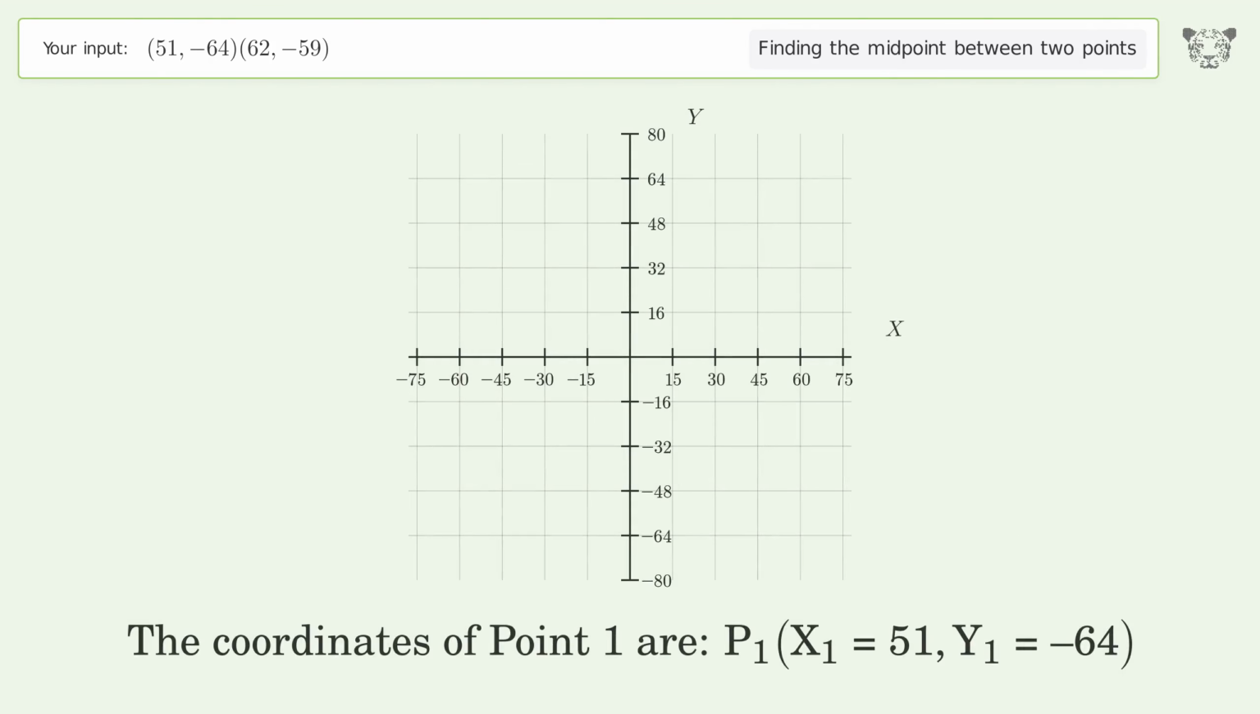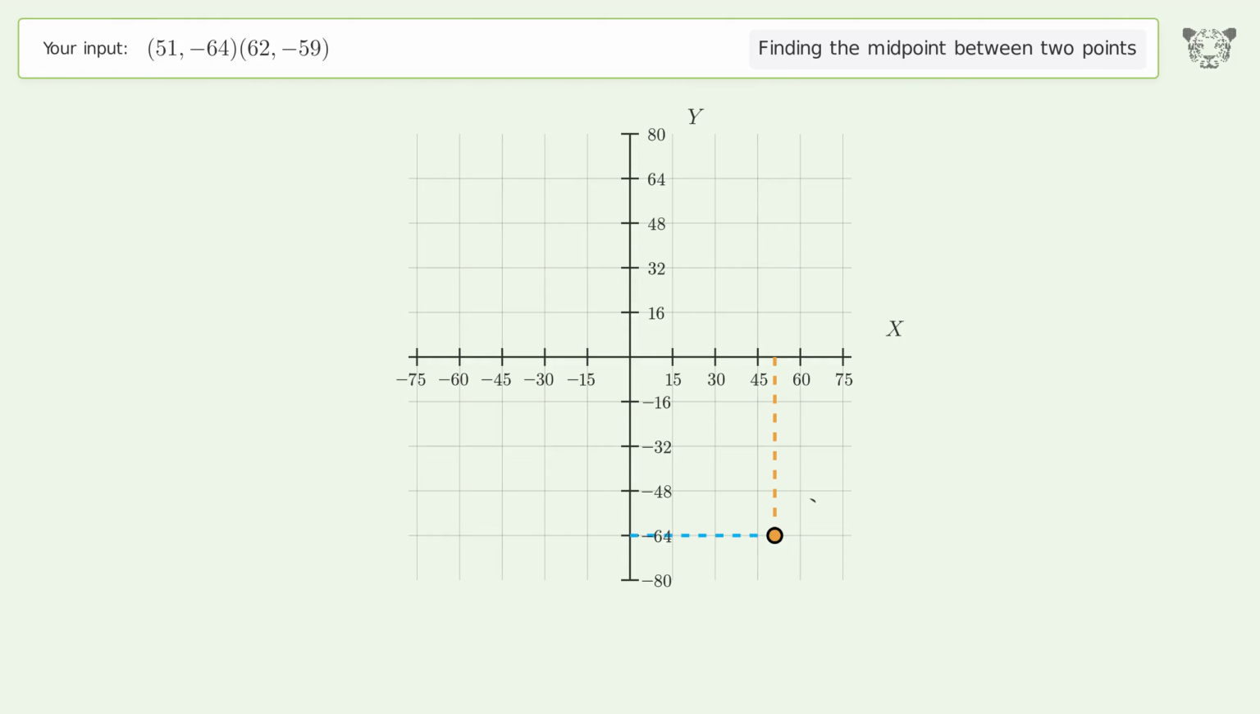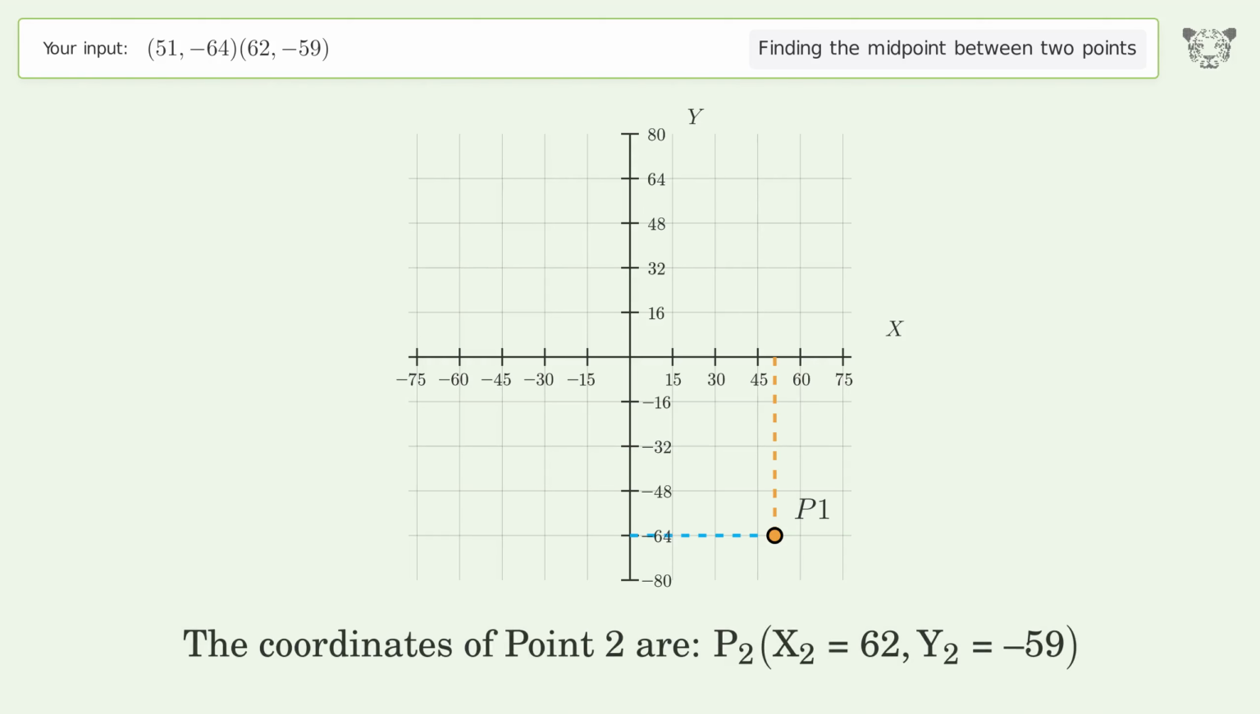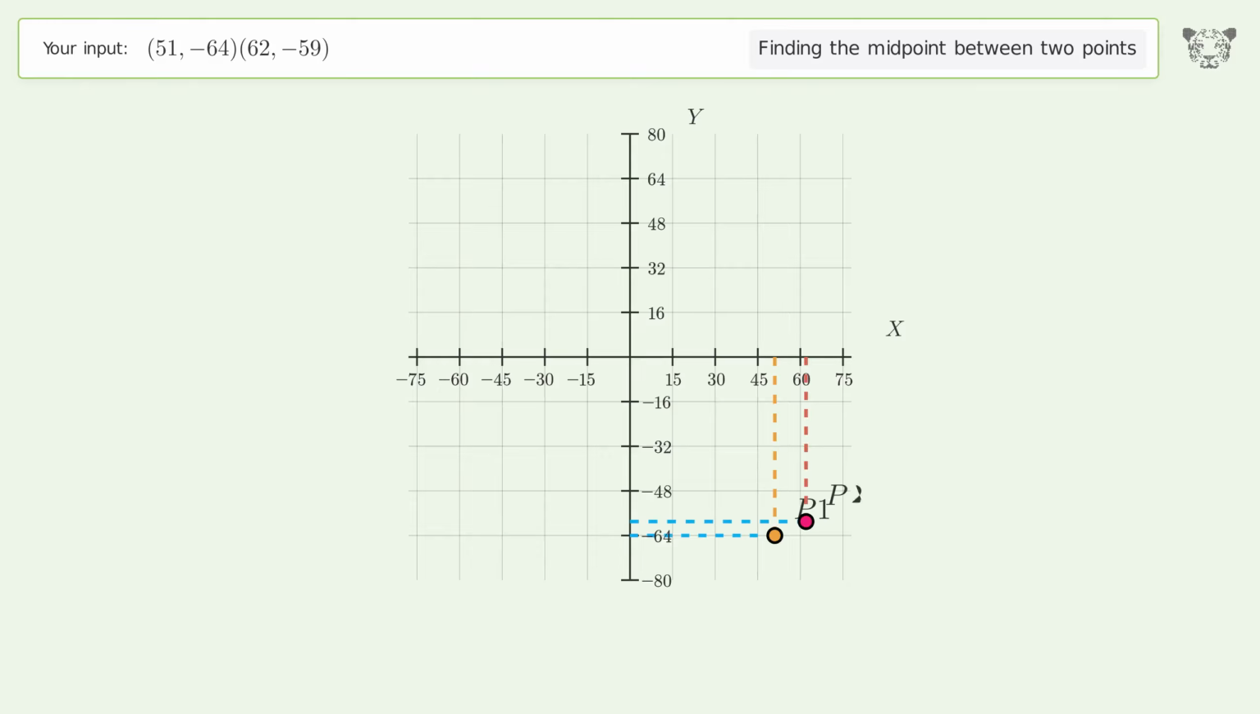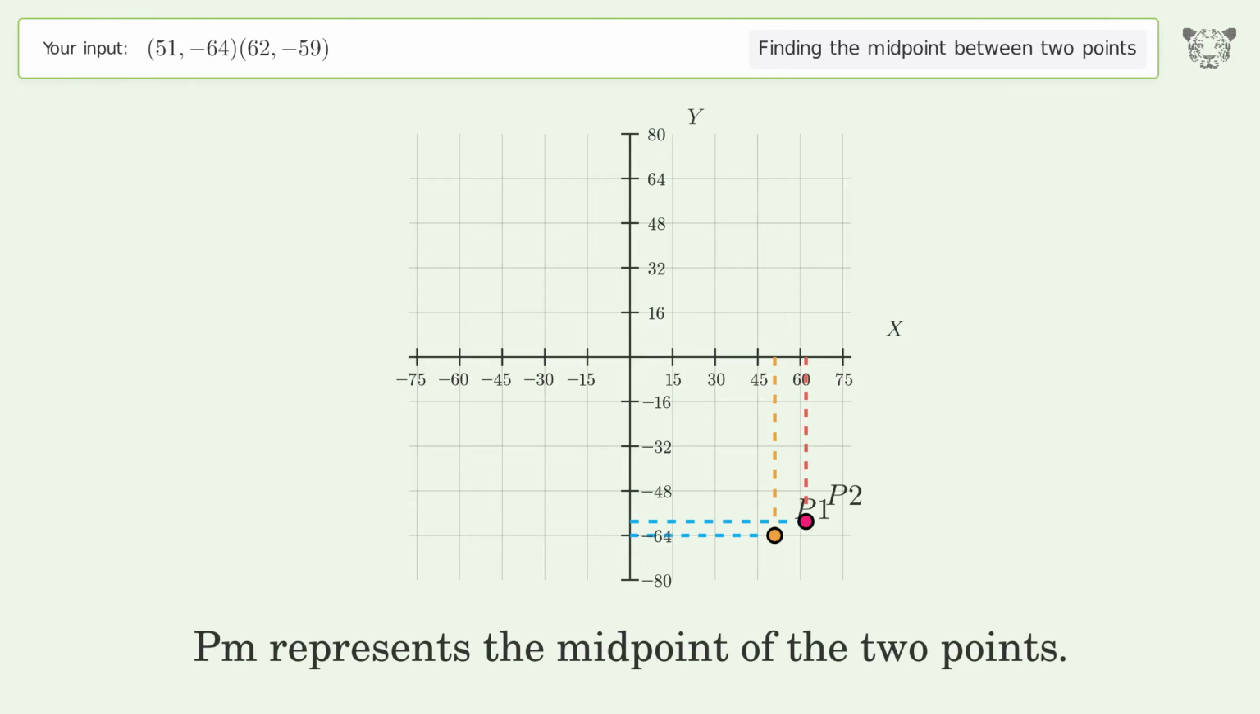The coordinates of point 1 are, x1 equals 51, y1 equals negative 64. The coordinates of point 2 are, x2 equals 62, y2 equals negative 59. PM represents the midpoint of the 2 points.